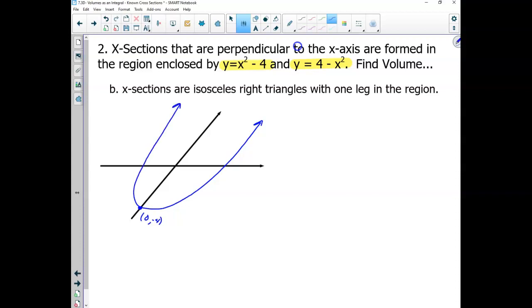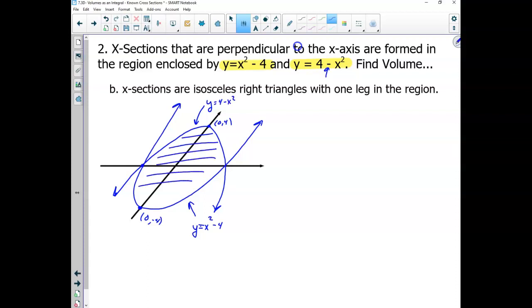So right here, this is y equals x squared minus 4. And then my other one is 4 minus x squared. So that's going to have a y-intercept up here at 0, 4. And that one is going to be opening down because of that negative. And they should have the same exact x-intercepts. And they're going to intersect right there. So this one is y equals 4 minus x squared. So here is my area region.